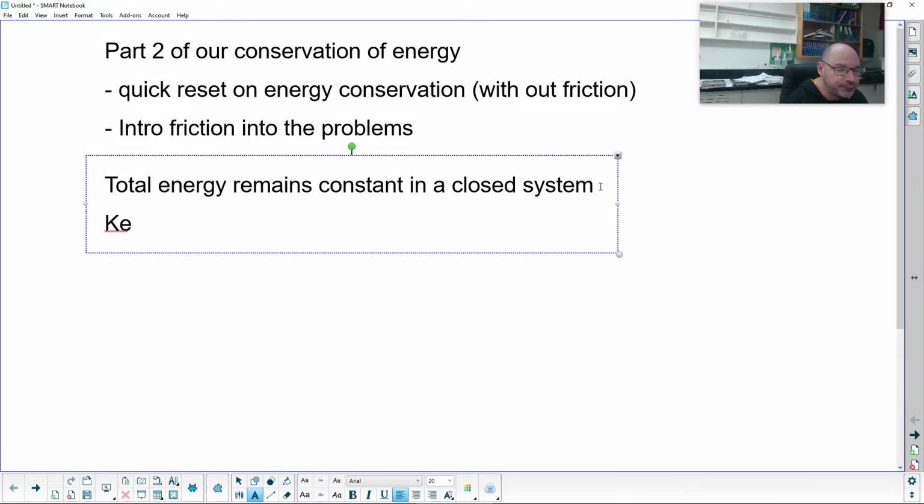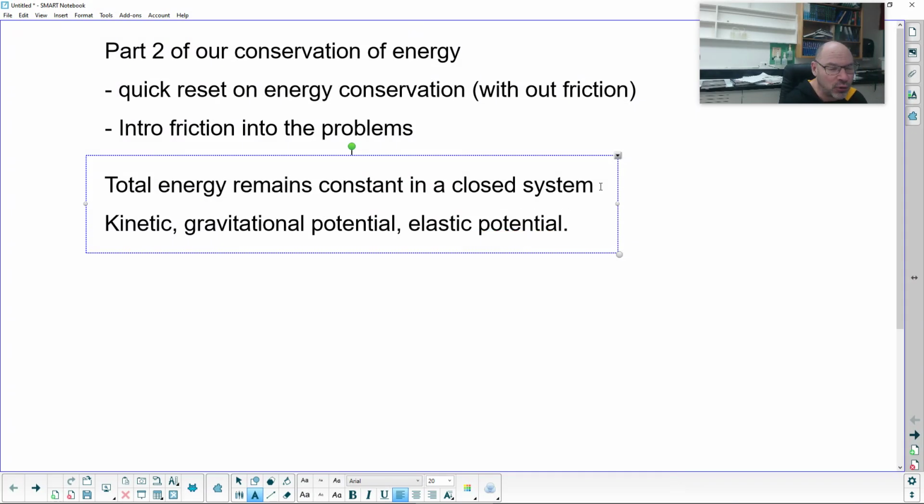kinetic, gravitational potential, and elastic potential. Now there are many, many more. You can have different kinds of mechanical energies that we're going to use. Like we could have had heat in there. We could have had other types of potential, chemical energy, and all kinds of other things like that. But we specifically look at that.